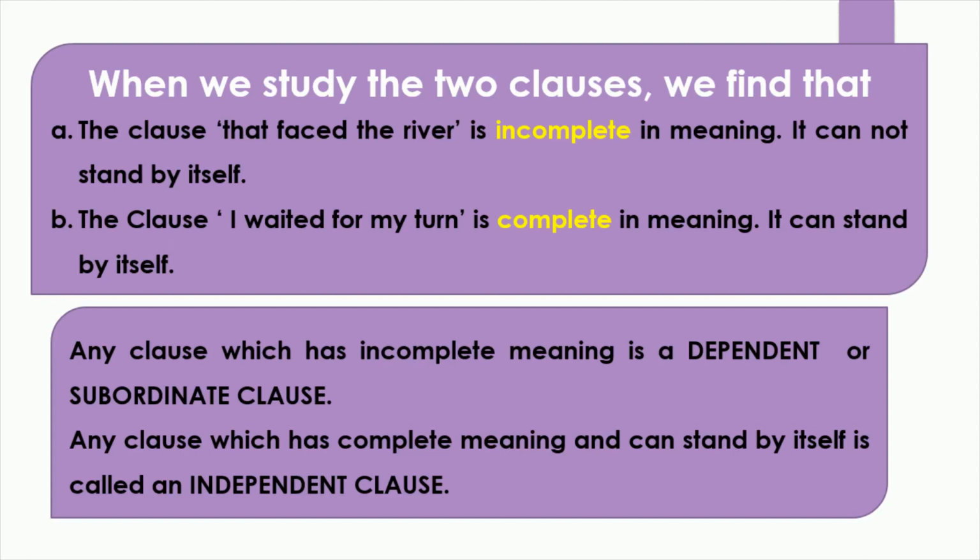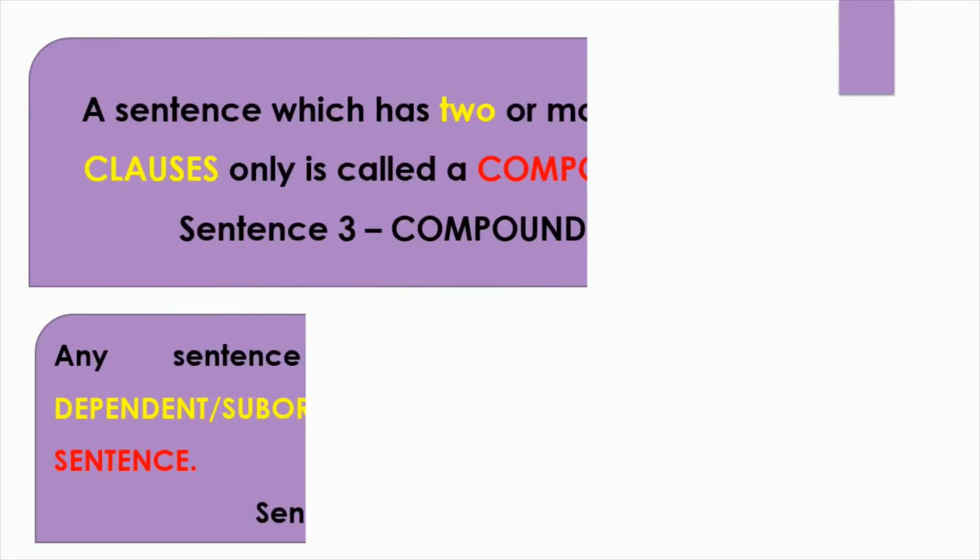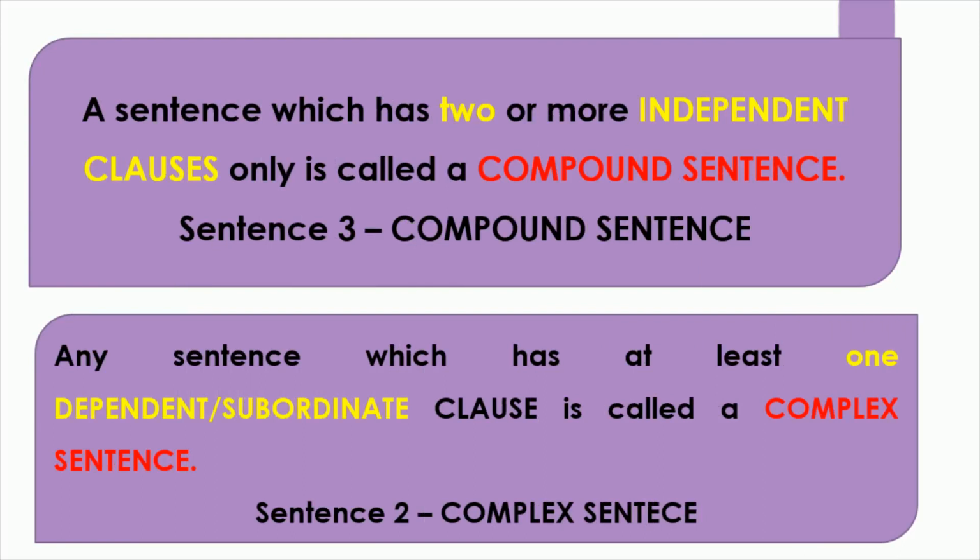And any clause which is complete in itself, which conveys complete meaning, is not dependent on any other clause for meaning, and can stand by itself, is called an independent clause. So, the clause that faced the river is a dependent clause, and the clause I waited for my turn is an independent clause. So, what new concept do we learn today?